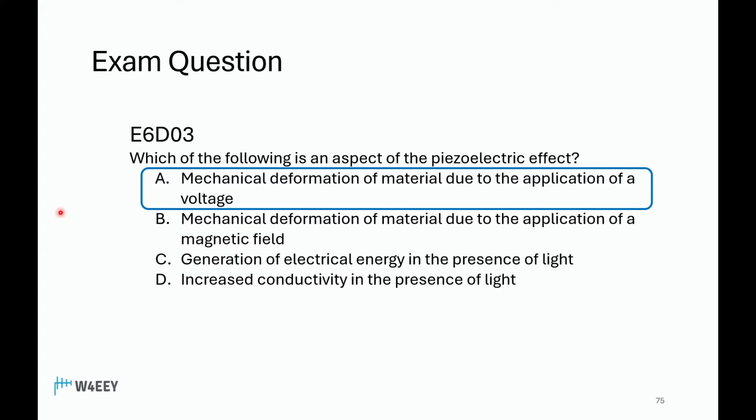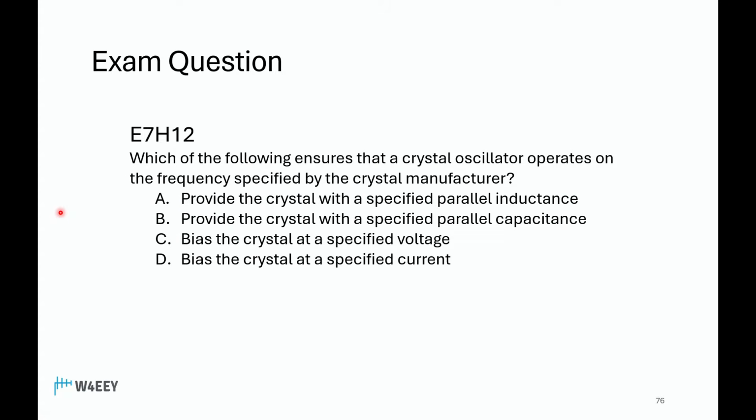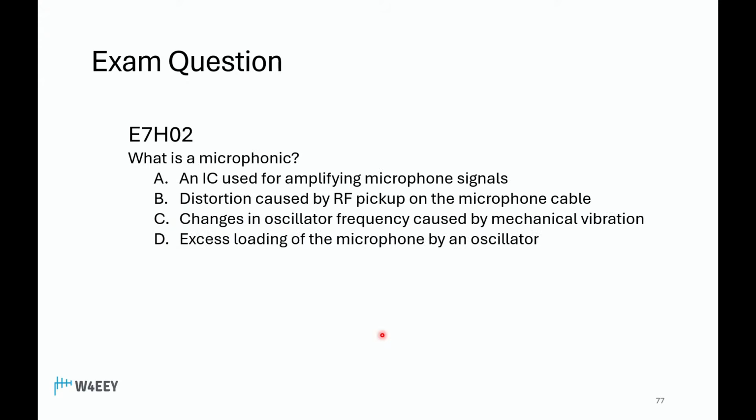Alpha, yep. Mechanical deformation of material due to the application of a voltage, which is how our radio crystals vibrate. And of course, the effect works two ways. They've only asked for one of them here. Which of the following ensures that a crystal oscillator operates on the frequency specified by the crystal manufacturer? Bravo. Good, you fixed it. Provide the crystal with a specified parallel capacitance.